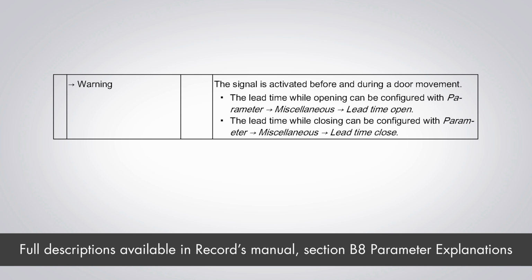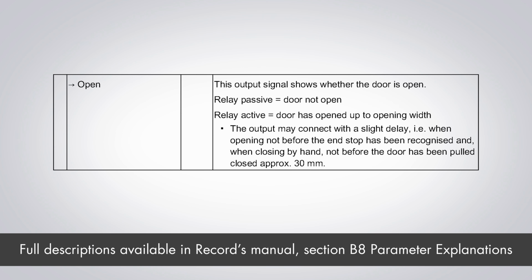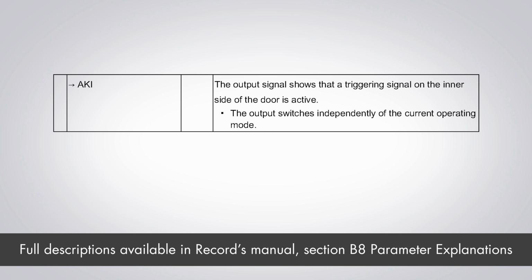The warning, that can also send a signal back to a BMS. Open will send a signal when the door is in the open position. So the AKI setting will send a signal if a push button or an internal sensor that's connected to the AKI setting is activated. It will send a signal back to the BMS. This could also be set for it to work on the AKA, or the outside sensor or push button.